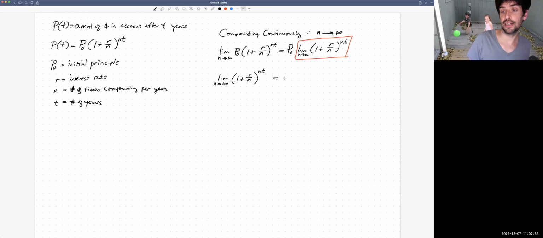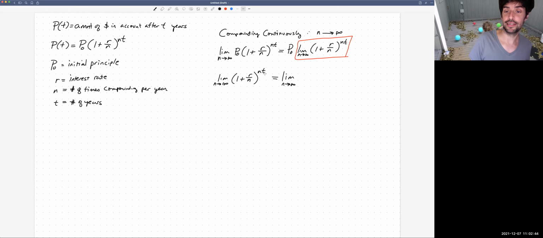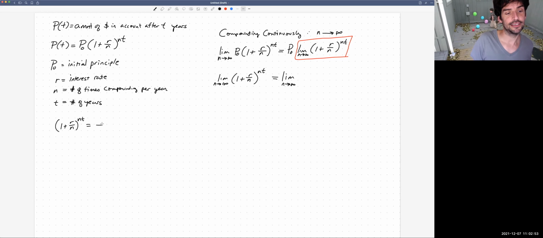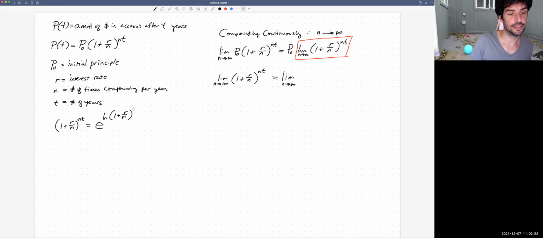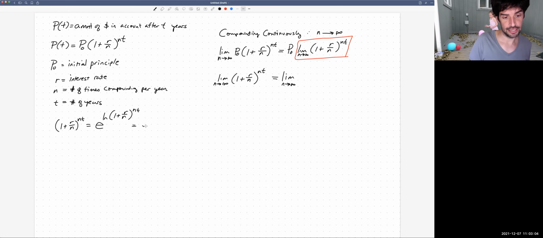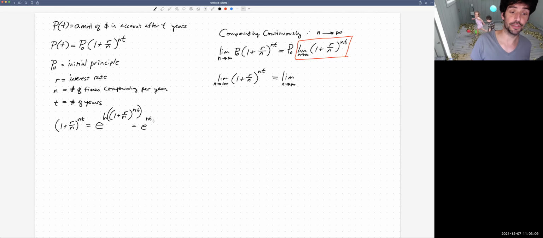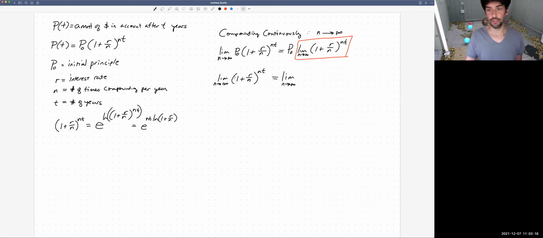We're going to use a little, let's call it algebraic trickery here. And I'm going to rewrite this expression. I'll do my scratch work over here. (1 plus r over n) to the nt as e to the natural log of (1 plus r over n) to the nt, which is equal to e to the nt. So to be clear, that exponent is inside the natural log's argument, which means we can take that exponent down. We have the natural log of 1 plus r over n. Okay, so that's what our new limit is.